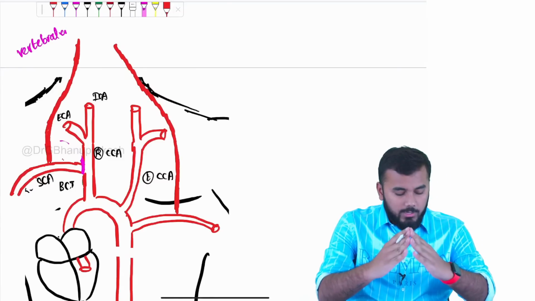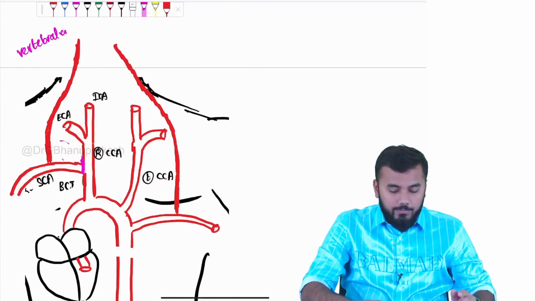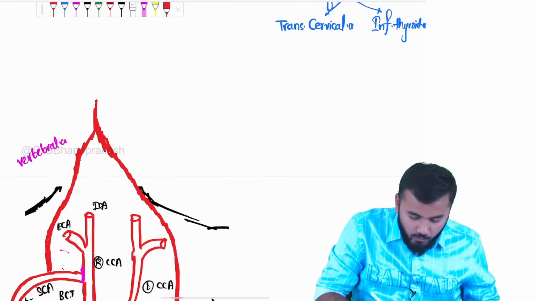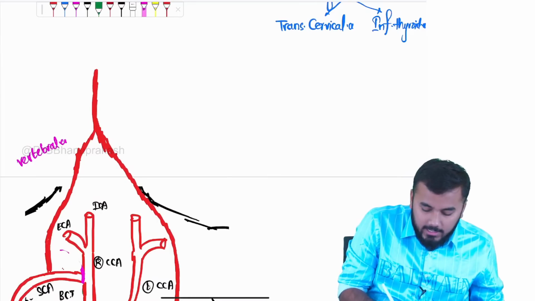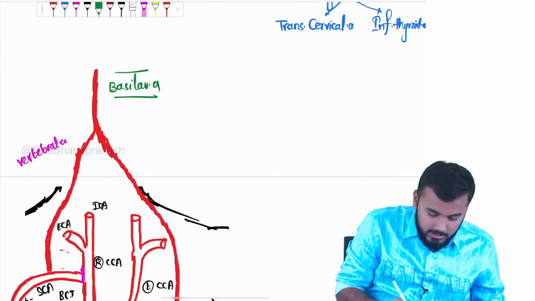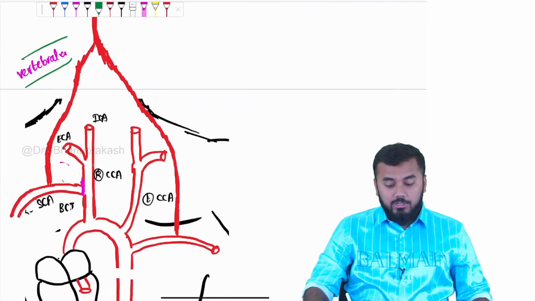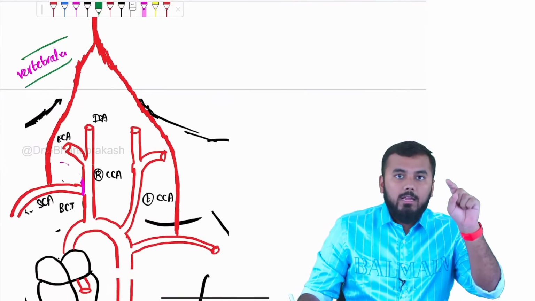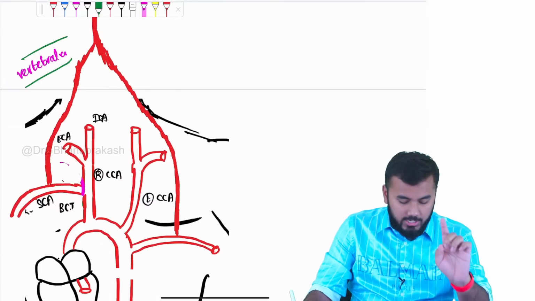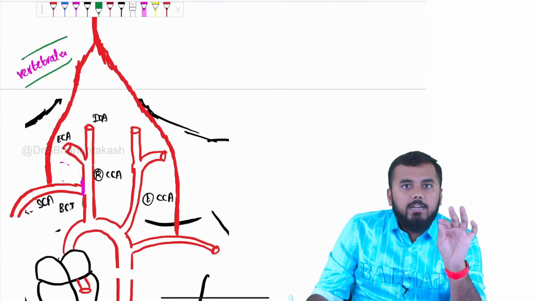Now both these vertebral arteries join together like this and form a single artery. This single artery is called the basilar artery. Why are you teaching us neuroanatomy now? I'm not teaching you neuroanatomy. What I am teaching you right now is that there is a condition, guys. All of you remember, there is a condition.